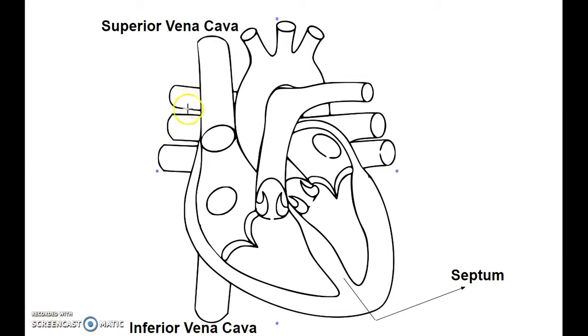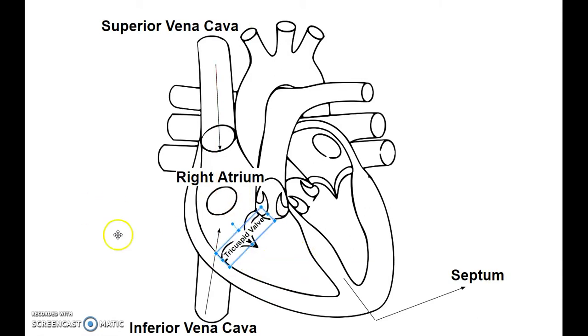It goes through the right atrium, so the blood comes here, and it comes here. So basically, the right atrium is all of this. It goes through the right atrium in a process called diastole. Diastole is when the atrium is filled with blood. Then it goes through the tricuspid valve, which is right here.